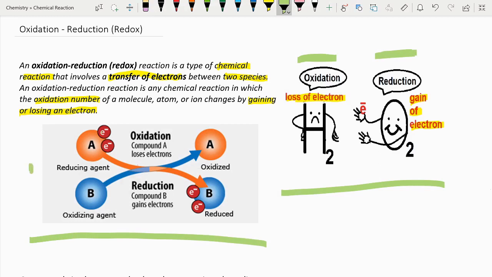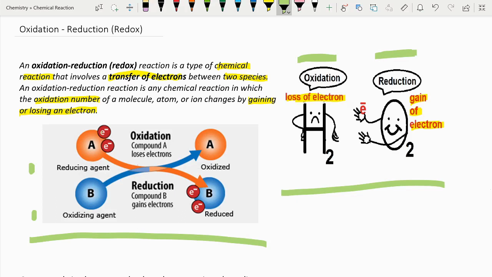If you can see, in this picture, they use the terms reducing agent and oxidizing agent. And this might be a little bit confusing at first because a species that gains electrons is called an oxidizing agent and a species that loses electrons is called a reducing agent. And it's kind of opposite to the fact that oxidation is the loss of electrons and reduction is the gain of electrons.